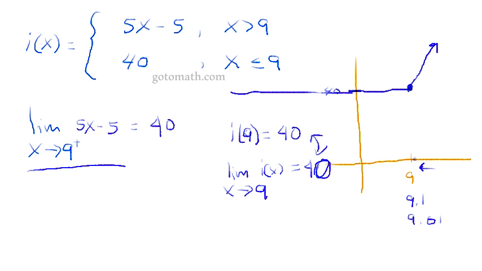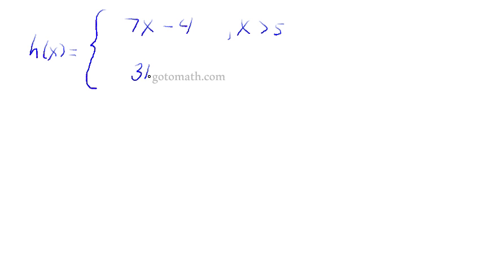Let's bring up the whiteboard. Let's erase what happened in the last problem, and let's write some stuff down. So we had the h of x. Now this is the more traditional way of writing that with a big curly bracket. 7x minus 4, and the domain is x is greater than 5. And then down here we have just the constant 31, and x is less than or equal to 5, and of course 5 is where things get interesting, so that's the reason we're going to look at the limit as x approaches 5 of h of x.